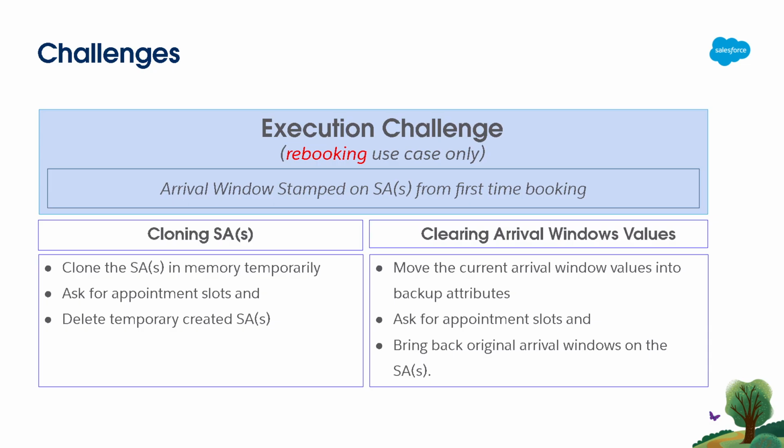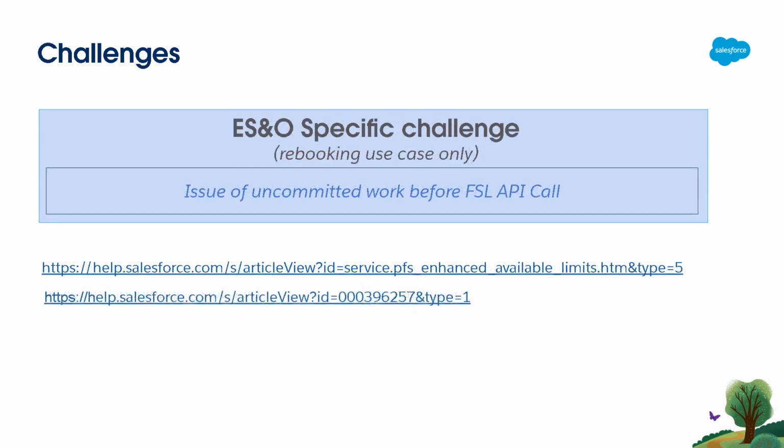Second is, irrespective of which approach of cloning or clearing we take here, we have to do some data manipulation, which is called DML in the Salesforce world. And the second biggest challenge is that ESO doesn't like any uncommitted DML work before you call the get slots or book slots or schedule API.